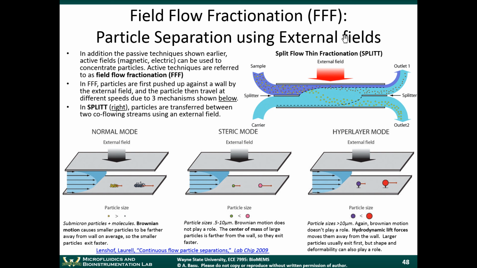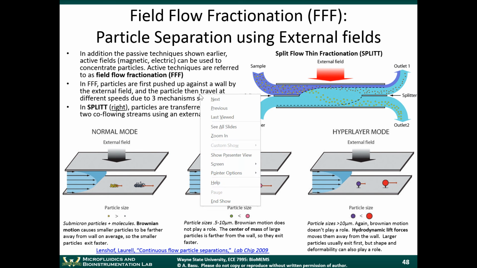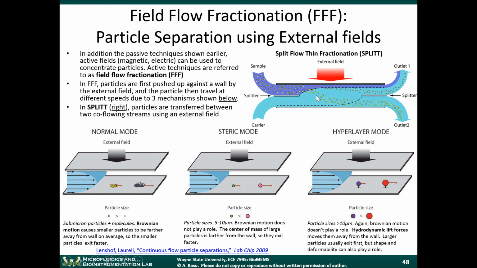Another method is split thin flow fractionation. This is, I would suppose, easier to understand. This is where you have a mixture of particles flowing through a channel like this. This is very similar to the H filter that we talked about earlier, except it's not relying on diffusion. The external field is pushing one type of particle to the second outlet, while another type of particle, which is less affected by the external field, flows through to outlet 1.